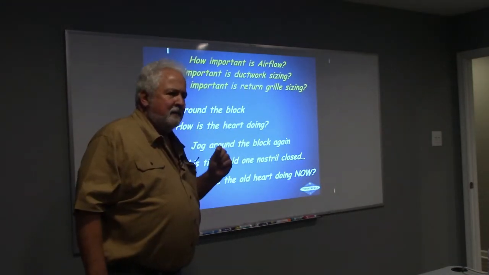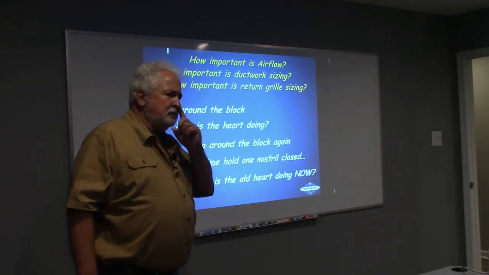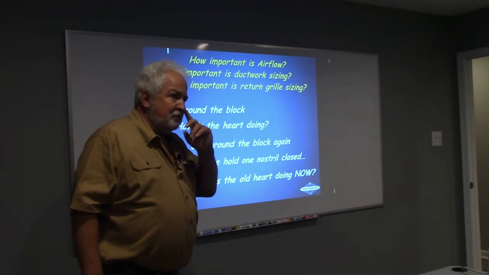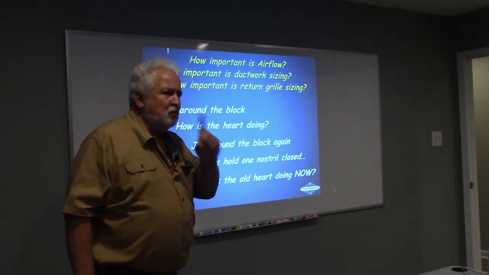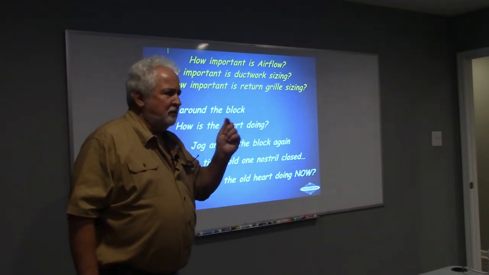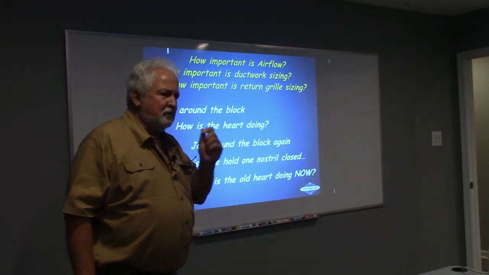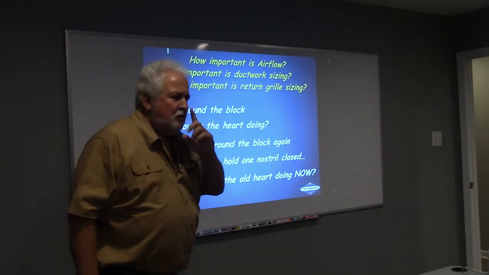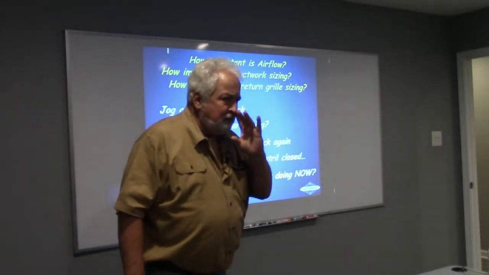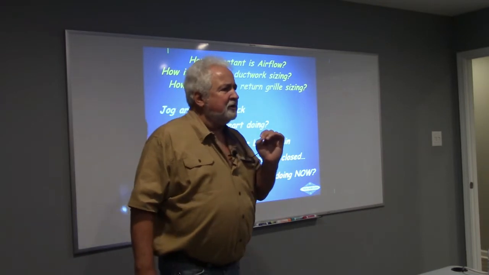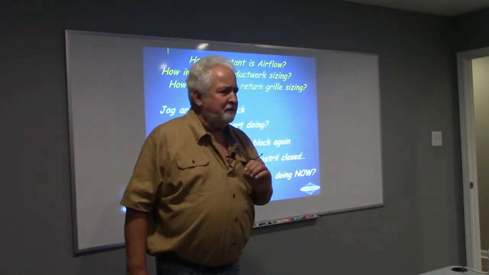This time, when you get back, I want you to hold one nostril shut, just one nostril. You can still breathe through your mouth, you can breathe through your nose, you can do everything you want. Just hold one nostril shut and jog around the block again. What's your heart going to be like when you come back that time? You only had a slight restriction, just a small restriction. But how's your heart going to be beating when you get back this time?